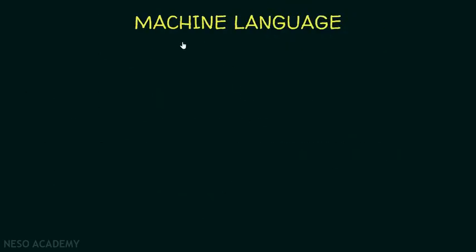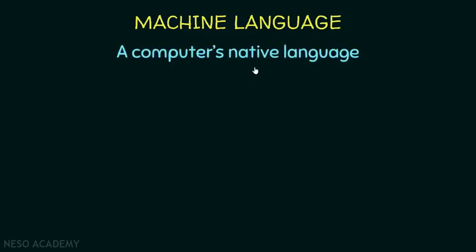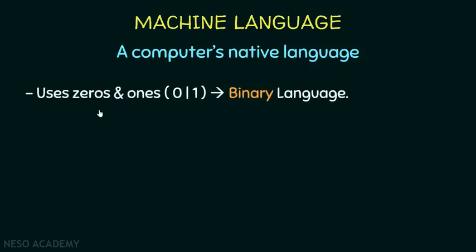Now let's see what we mean by machine language. This is the computer's native language. So it is the main language of the computer. This language uses zeros and ones, so the digit 0 and the digit 1. And this is why it is called the binary language. Binary means two things. As you can see, we are using two digits, the 0 and the 1.